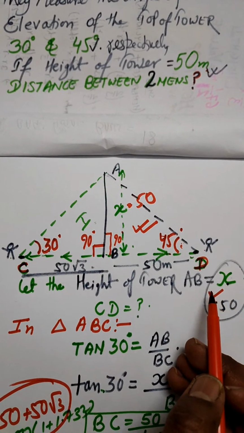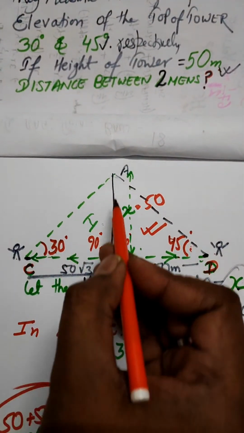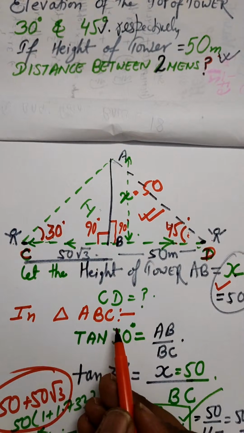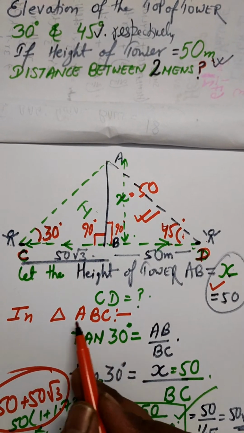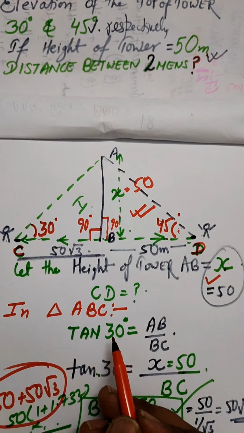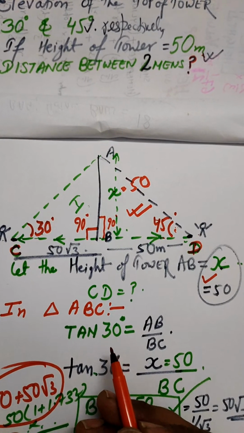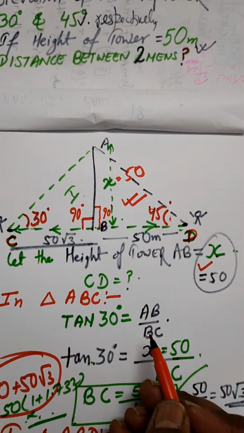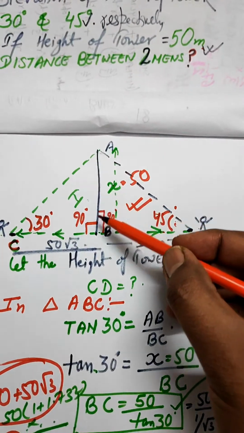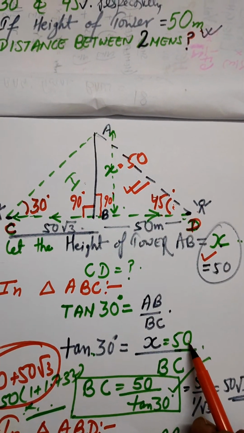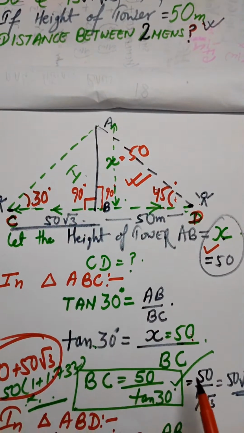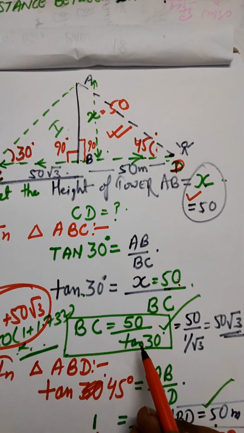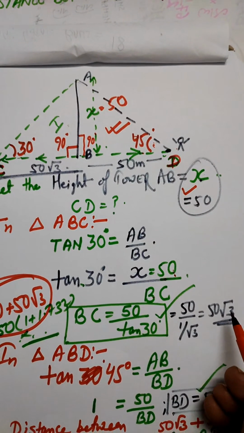What we did, we have taken the first right angle triangle, that is triangle ABC. In triangle ABC we use the trigonometrical ratio of tan 30. We know the value of tan 30. Exactly, tan 30 is AB by BC. So put the value of AB over here, that is 50, that is x, and BC as the distance which needs to be calculated. So here we get BC as 50 by tan 30, that is coming as 50 root 3.